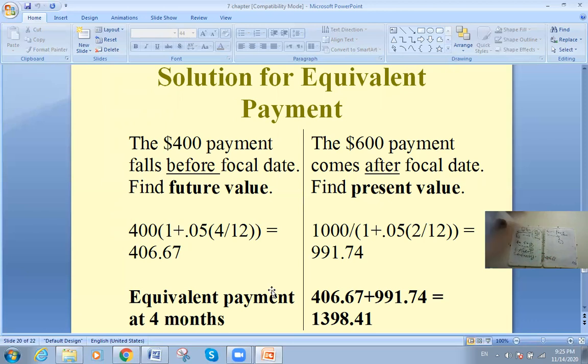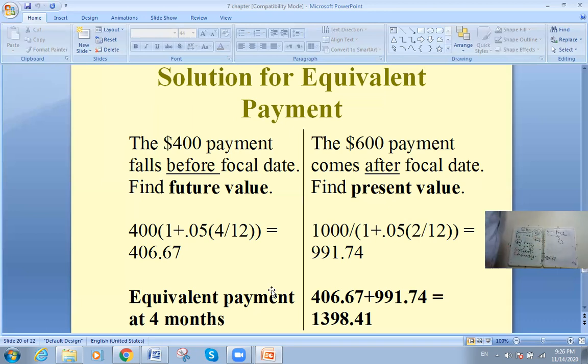406.67. So you have 400 now, and after 4 months it will be 406.67. Let's go to the second amount. The second amount is $1,000 after 6 months from now as well.